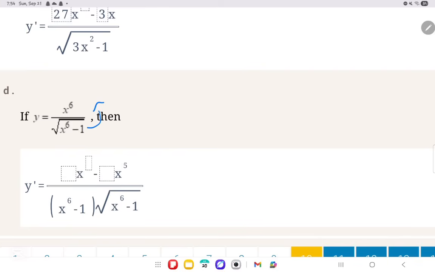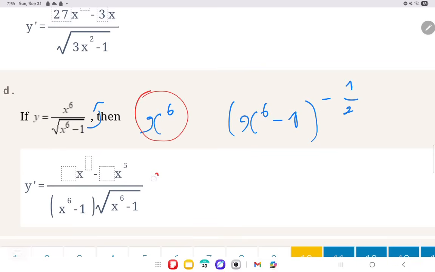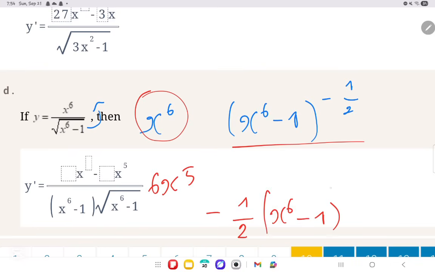So what do we get now? We get x to the power of 6 multiplied by 6x minus 1 to the power of minus 1 over 2. Perfect. Now let's take the derivative of this on its own. It becomes 6x5. And let's take the derivative of this on its own. It will become minus 1 over 2 times x to the power of 6 minus 1 to the power of minus 3 over 2, because minus 1 over 2 minus 1 is minus 3 over 2.